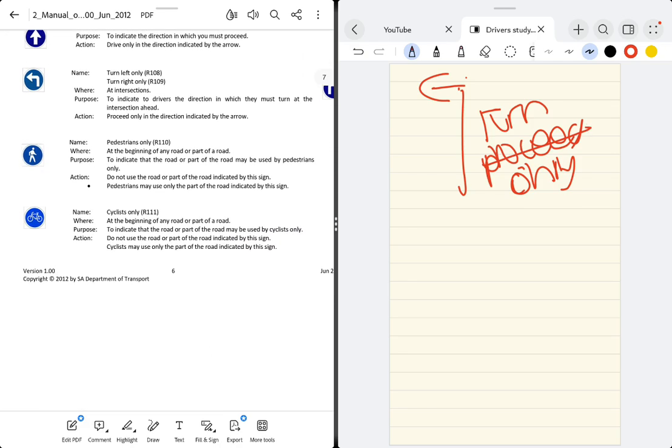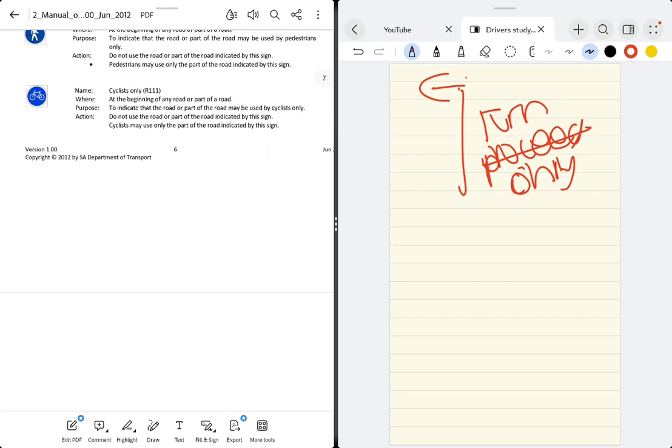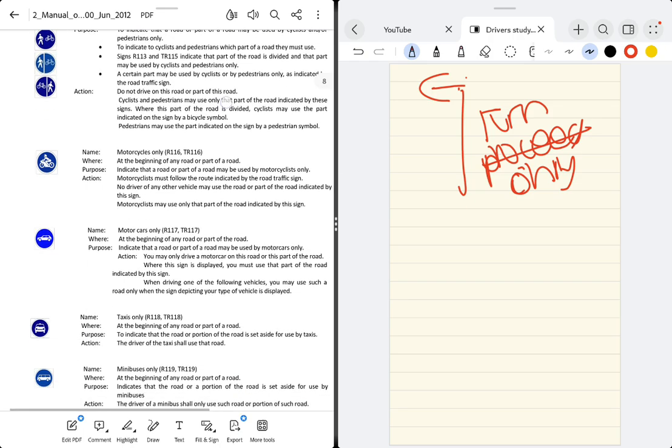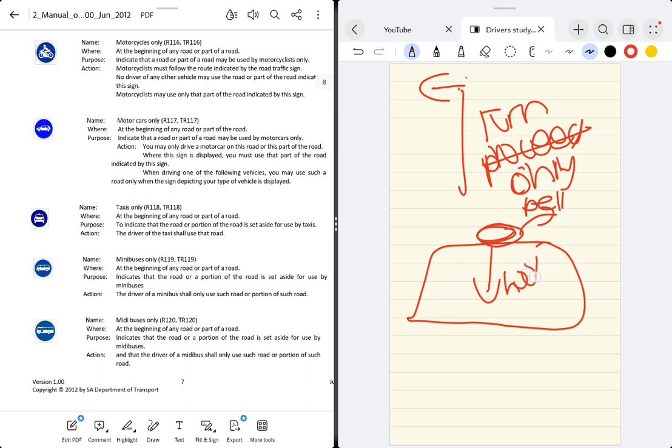Then the thingy one is pedestrians. The other one is cyclists. Cyclists only, cyclists and pedestrians, and do not drive on this part of the road. Then there's motorcycles only, motor cars only, taxis. We also need to differentiate between a motor car and a taxi. A taxi will have a little bell on top. So just remember, a taxi will have a little beep beep beep, always hooting on the road.